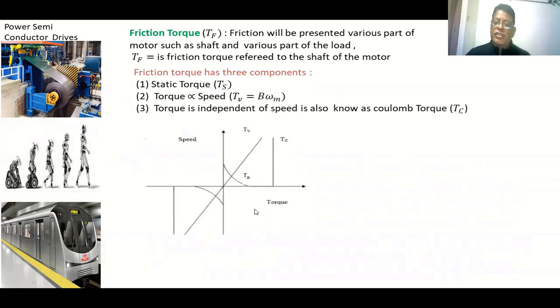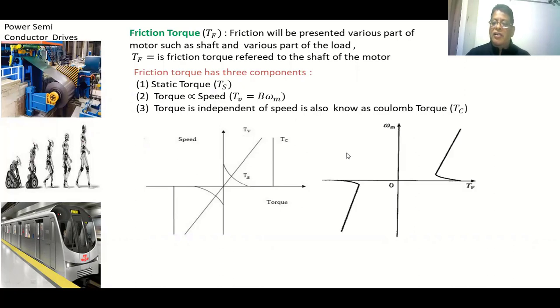Now here we are going to see the different components of a friction torque. This is the static torque: when the speed is zero, the torque is very high, and when the speed increases, the torque falls. This is the torque which is proportional to the speed. This is the Coulomb torque. Now the sum of the three is the friction torque, and we get the resultant graph.